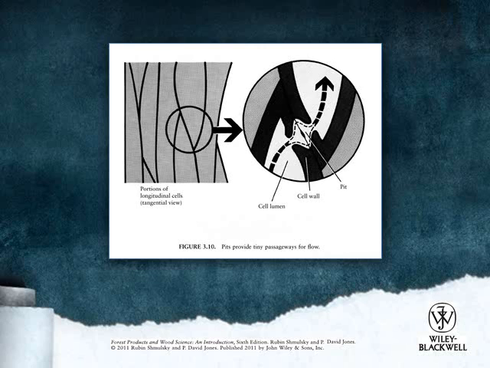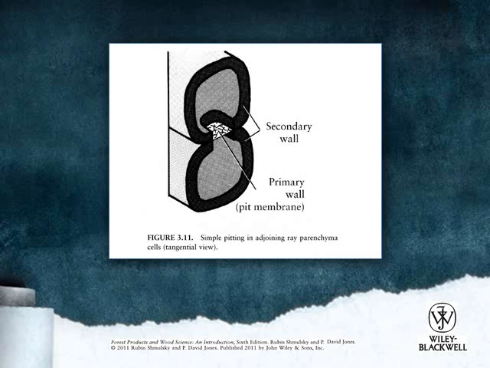And so those ends are closed up, but they have small holes that they share with the adjacent cells to allow water to move through. And those holes are called pits. And pits are just tiny passageways for water to flow. Simple pitting is just a simple hole with a membrane that allows water to move through freely.